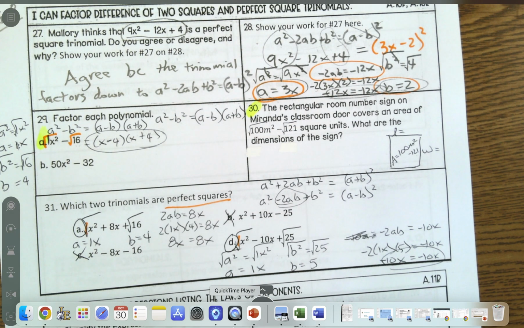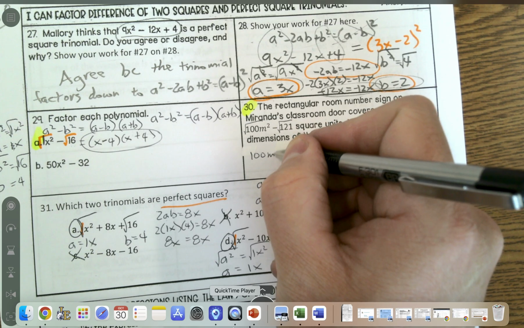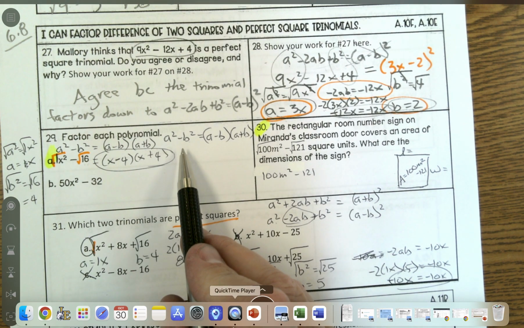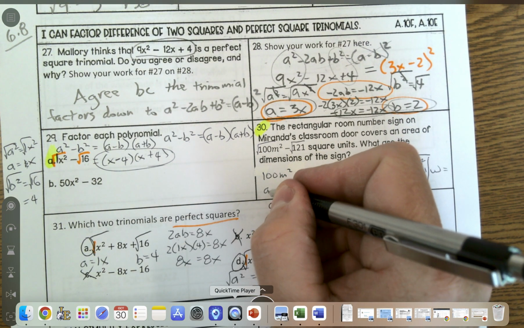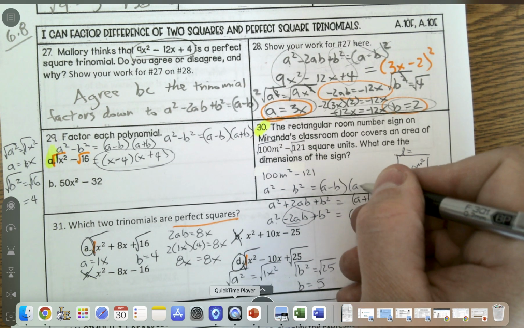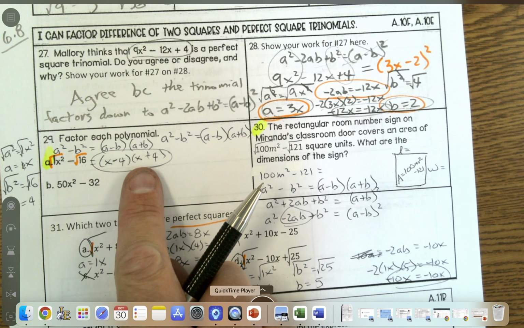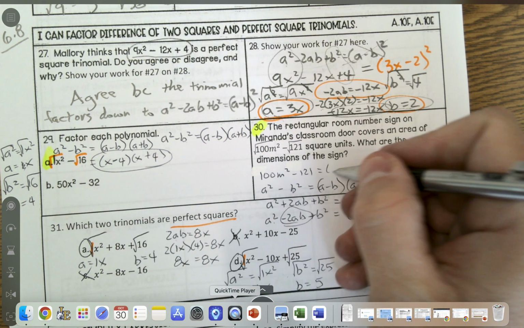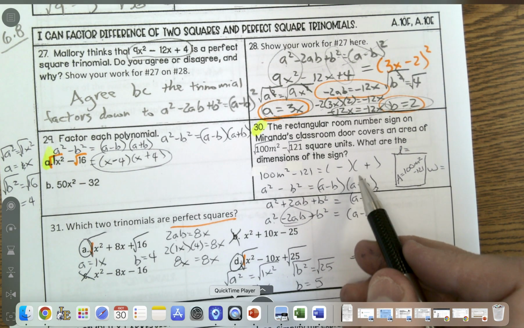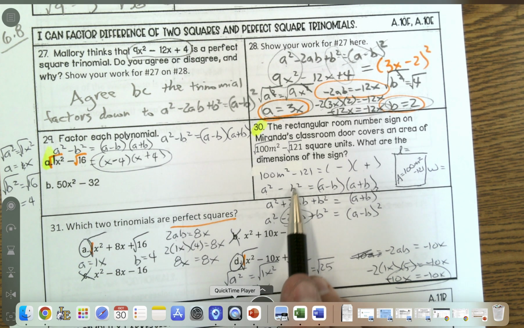So what I'm going to do is write down this original equation, 100m squared minus 121, and match it to the original equation we have for difference of squares. We have a squared minus b squared equals a minus b times a plus b. This is going to be very similar to 29a. So I'm going to put a minus sign and a plus sign in these parentheses. We're going to figure out what a is and write down that value in the front, and find out what b is.